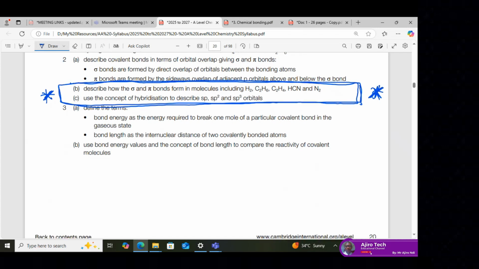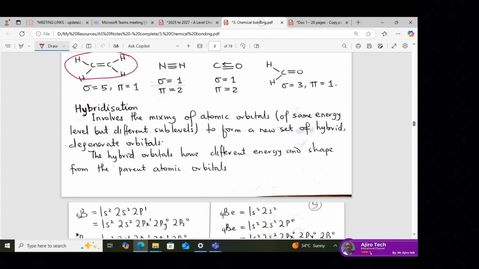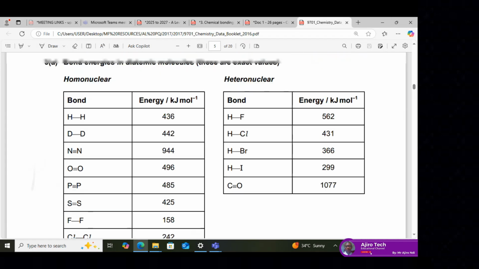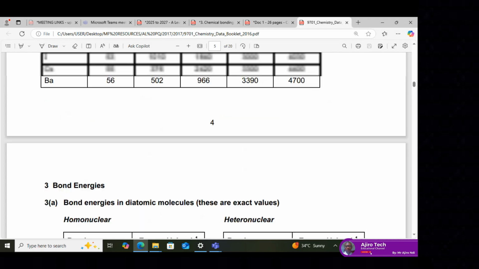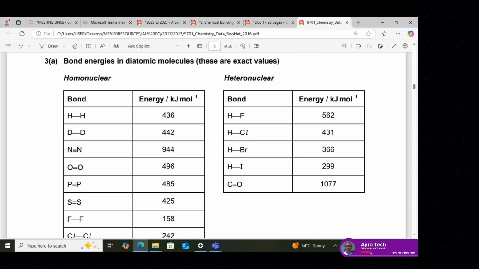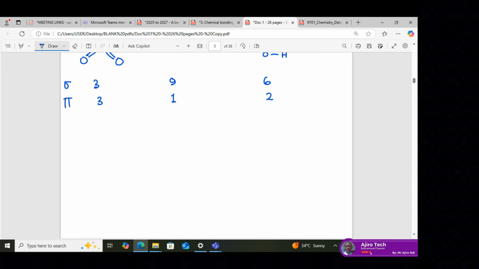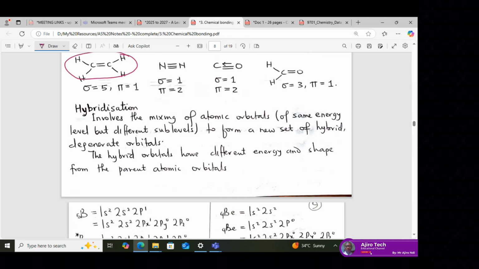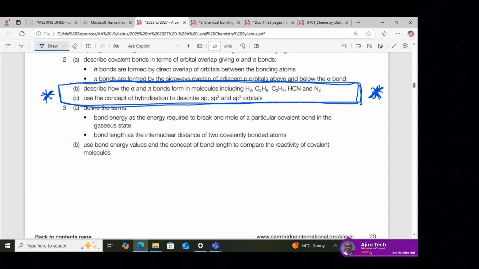Define the term bond energy as the energy required to break 1 mole of a particular covalent bond in the gaseous state. Now I need that data booklet. Why is it not available here? Bond energy can be exact and can be average. There are two types of bond energy. Pay attention. So you say bond energy is the energy required to break 1 mole of a particular covalent bond in the gaseous phase.